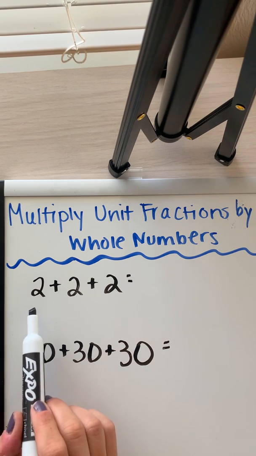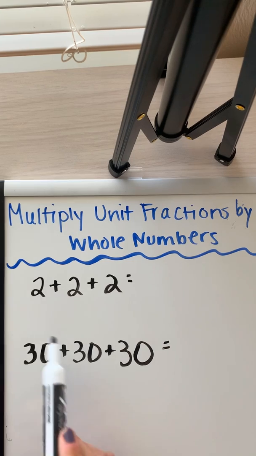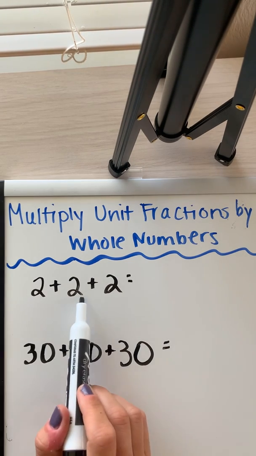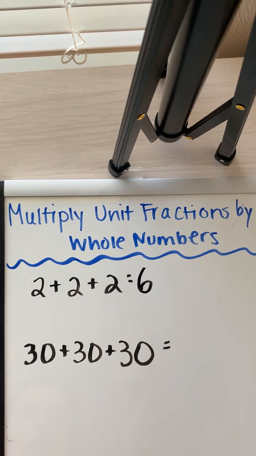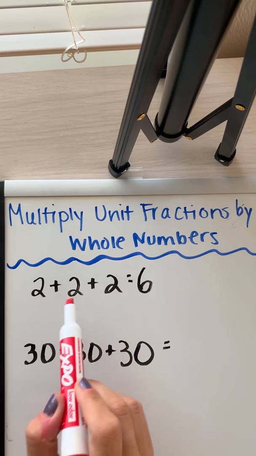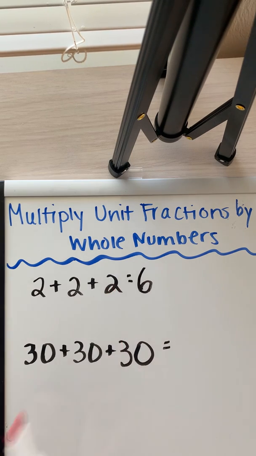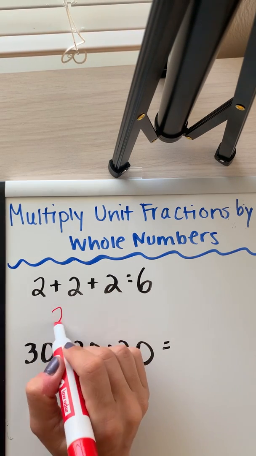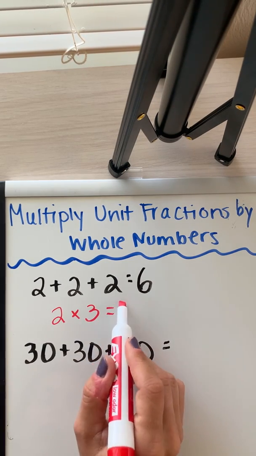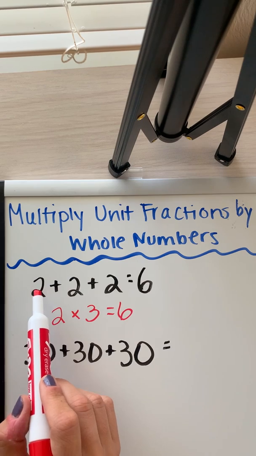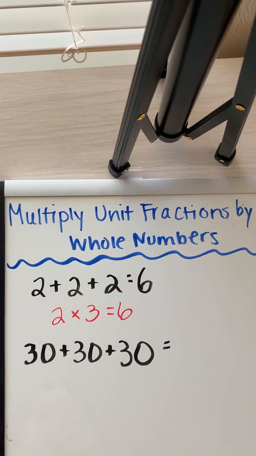If I was doing 2 plus 2 plus 2, I know that 2 plus 2 is 4, and then 4 plus 2 is 6. So I know 2 plus 2 plus 2 equals 6. But I know that I can actually write that in an easier way. I know that 2 plus 2 plus 2 is the same thing as 2 times 3. I know that 2 times 3 equals 6 because I have 1, 2, 3 2's, so I'm doing 2 times 3 equals 6.